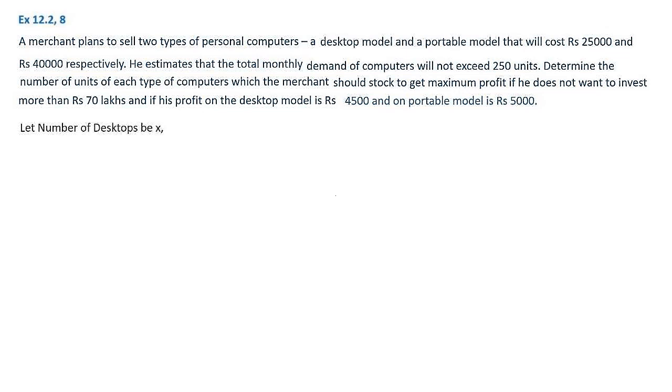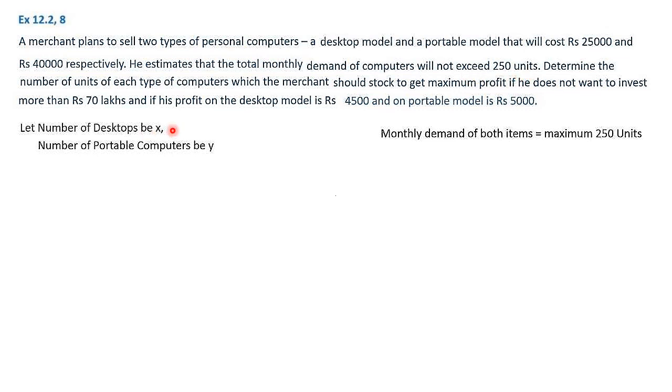So let's take x and y. Number of desktop model be x and the number of portable computers be y. So let's write down the given conditions. So here no need to make that column and write because the conditions are quite clear and simple. So it is easy, directly we can write. Monthly demand of both the items, it is given to you here, 250 units. Means x and y when we add, we will get less than or equal to 250. So that is the condition, x plus y less than or equal to 250. That is the first condition.